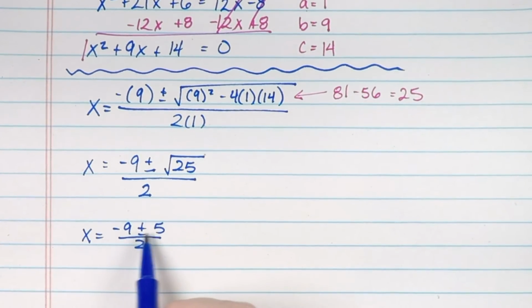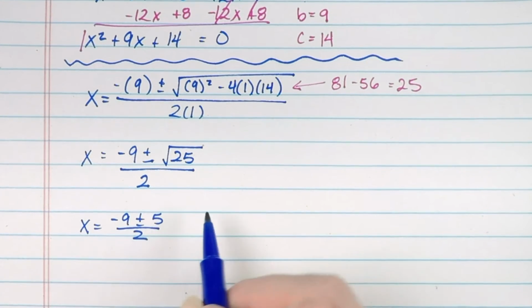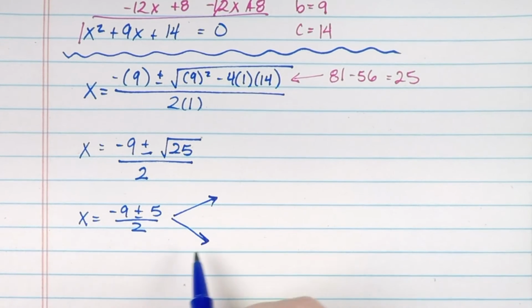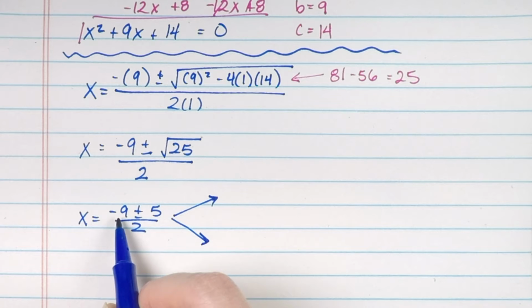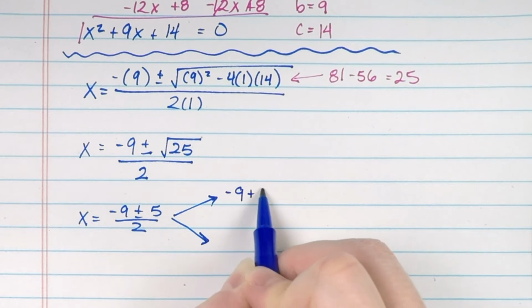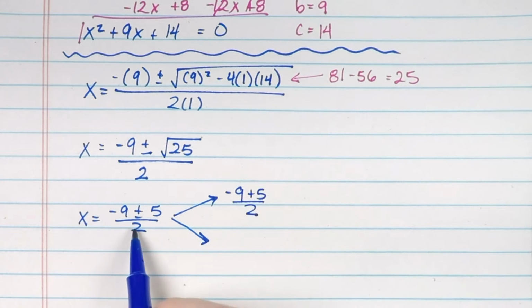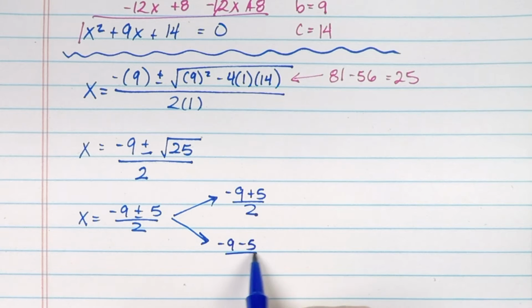And now I have like terms on the top that I can combine. So I'm going to branch off and do two separate ones, one with the plus, one with the minus. So my first one is going to be negative 9 plus 5 divided by 2. And the second one, I'm going to do negative 9 minus 5 divided by 2.